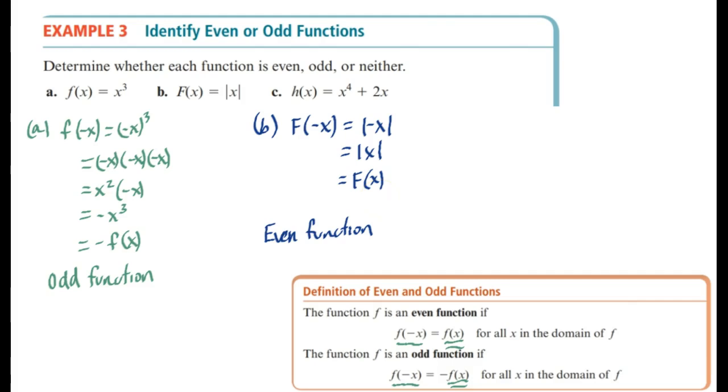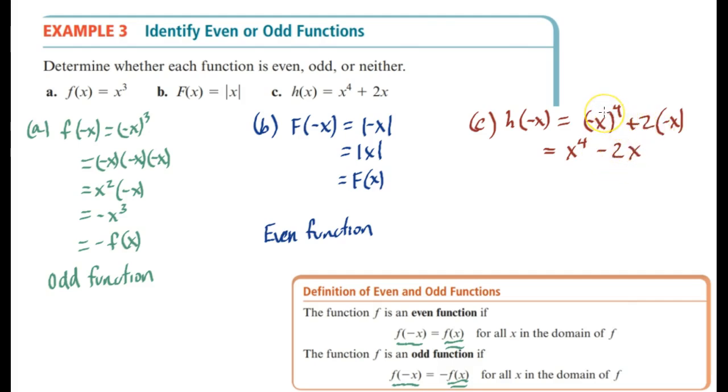All right, so lastly, we have h. We'll look at h of negative x. This is equal to negative x to the 4th power plus 2 times negative x. Simplify this. Negative x to the 4th power will end up being just x to the 4th. You can check this similarly to what we did here. You'll notice that the negatives will cancel out. You'll just have x to the 4th. And 2 times negative x is minus 2x.